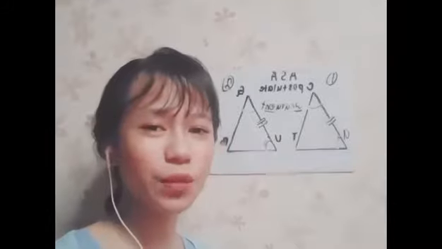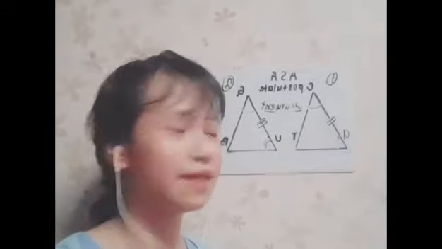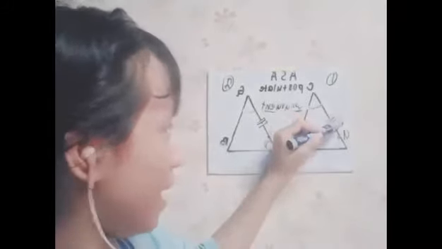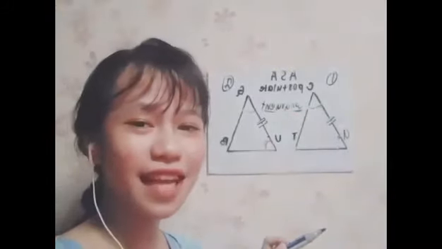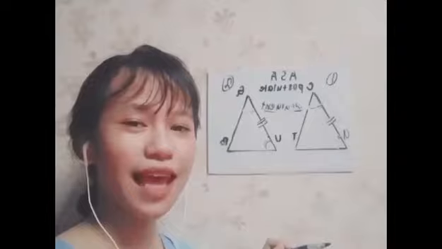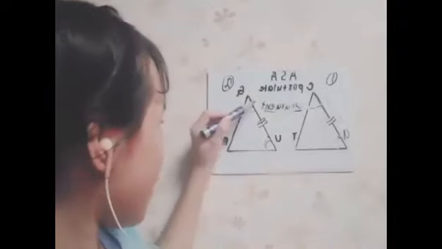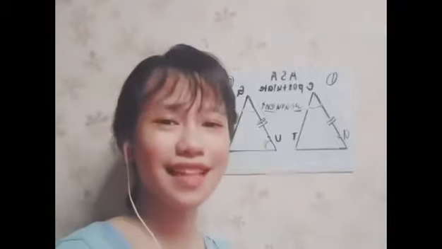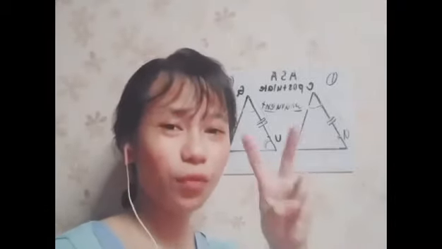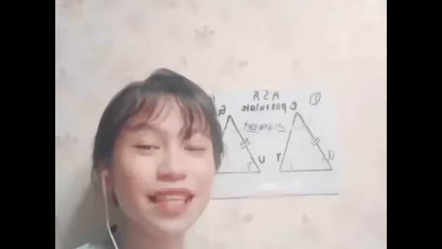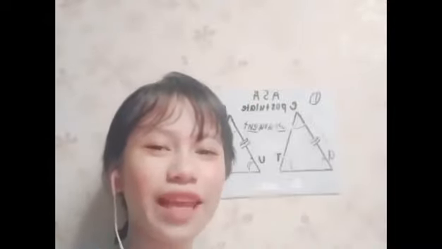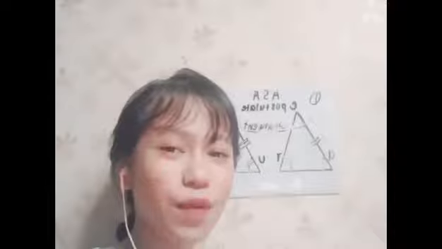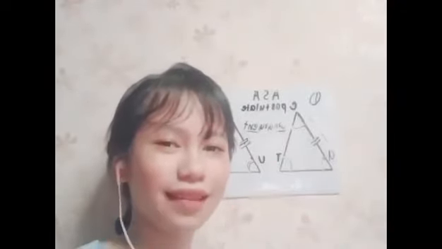See the line between angle C and angle A. This is the line between angle C and angle A. And the line between angle G and angle U. This is the line between angle G and angle U. We also notice that they are congruent. The two triangles have two angles congruent and an included side between those angles congruent.